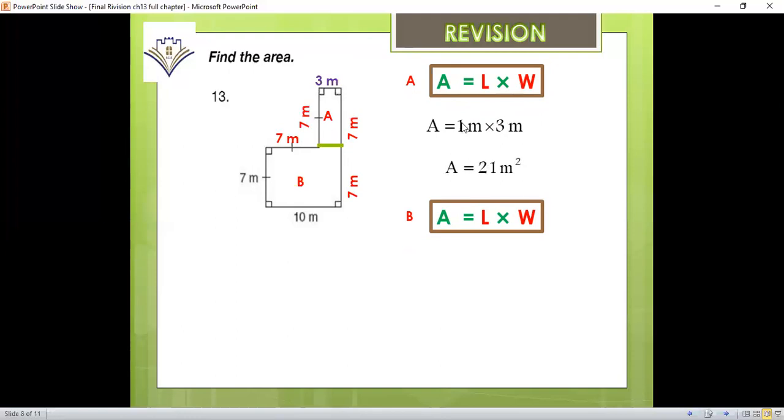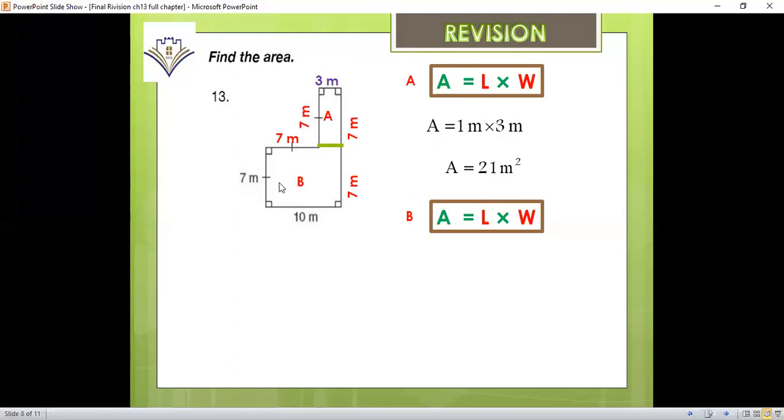There is something wrong here. This one is 7, not 1. It's 7 meters multiplied by 3 meters, which is equal to 21 square meters. And don't forget, it's not a 1, it's a 7, okay?